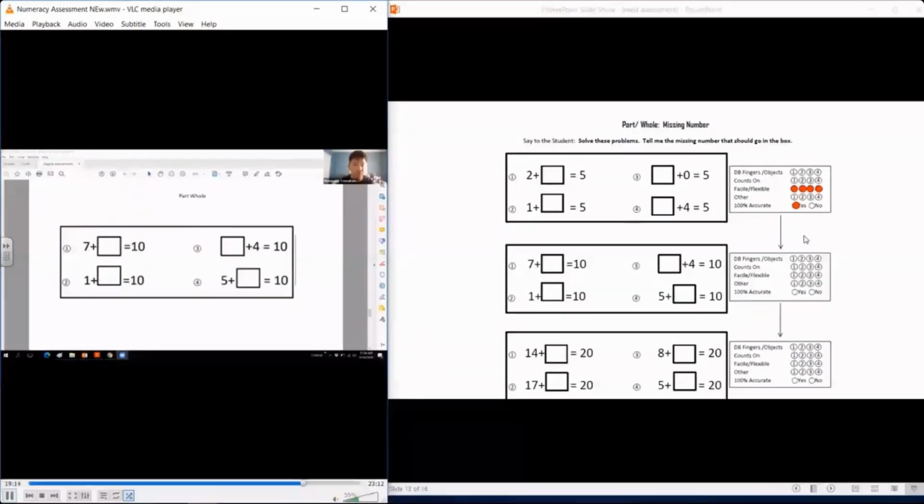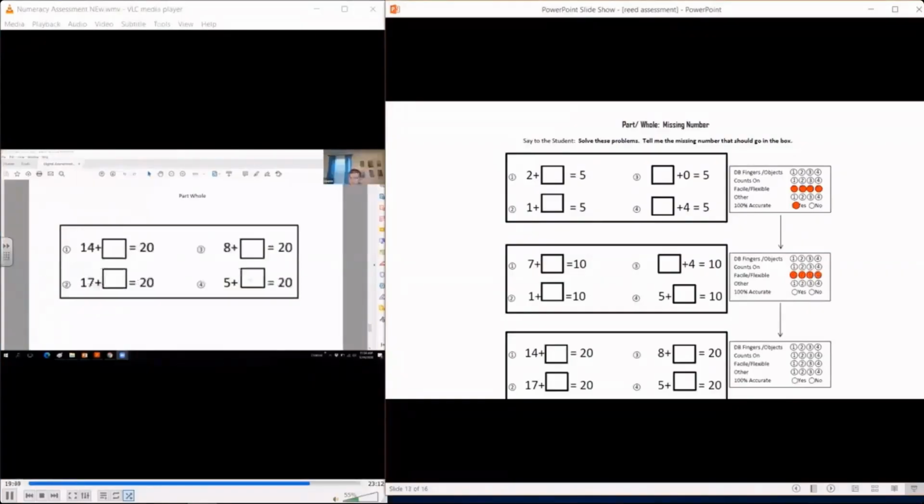What number would go? 7 plus something equals 10. What number would go in that box? 3. 1 plus something equals 10. What number would go in that box? 9. Something plus 4 equals 10. What number would go in that box? 6. And 5 plus something equals 10. What number would go in that box? 5. Remember, no calculating. He just knows those. He's right, facile. We're going to go to 20 now.